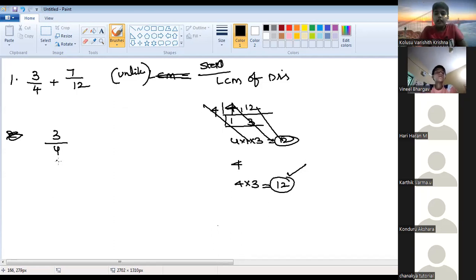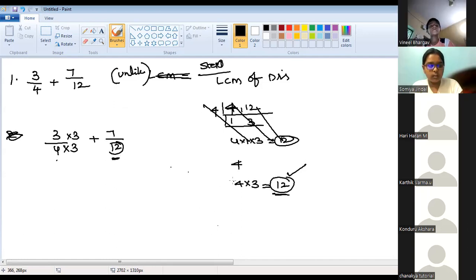Ma'am, 4 into 3 is 12. Yes, right? You should multiply with the 3. The second fraction, no need to disturb. It is already 12. The denominator is already 12, which is equal to the LCM. Yes, someone raised the hand.